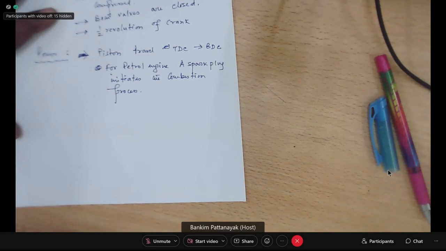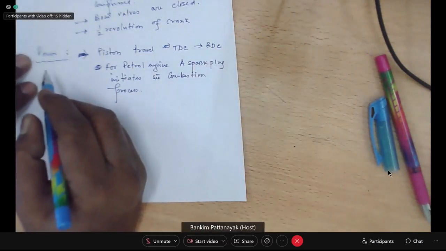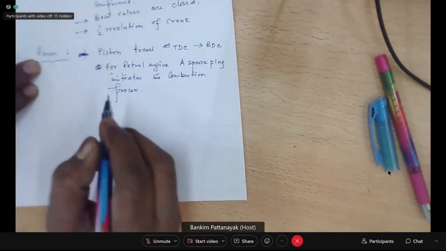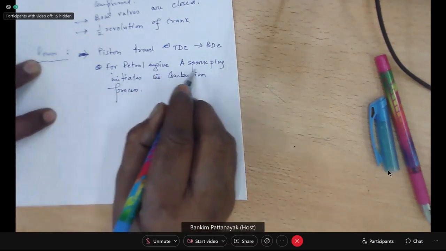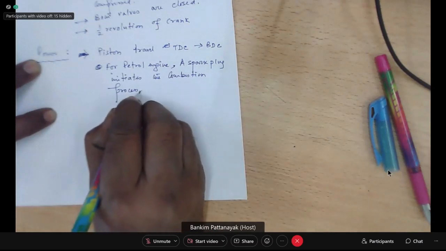We can generate electricity, or the raw power you can use for various other purposes, and this can also be used for the vehicles to move on like that. Now the piston travels from TDC to BDC. This is the third stroke we are talking of: suction, compression, power. For a petrol engine, a spark plug initiates the combustion process.